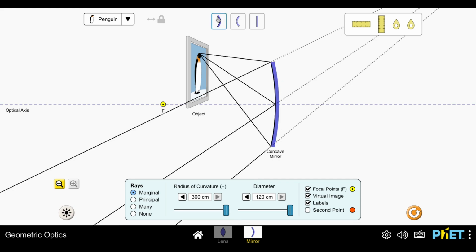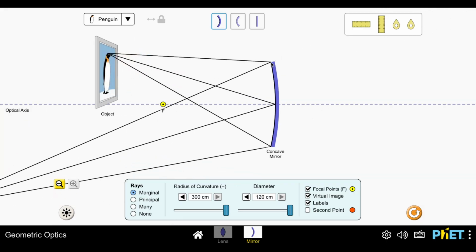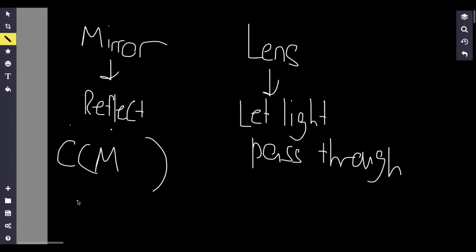So let's get started with a concave mirror. As you can see, this mirror is sort of curved inwards. Meanwhile, a convex mirror is going to look like this. Okay.